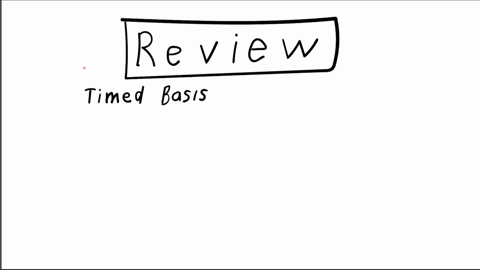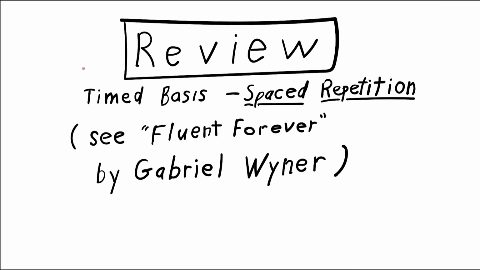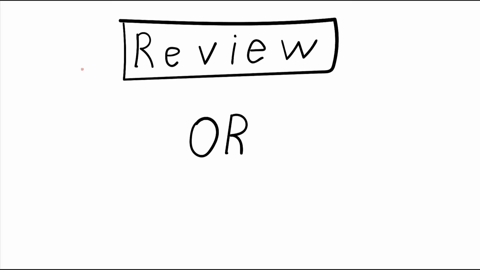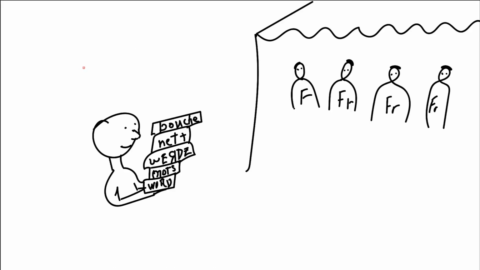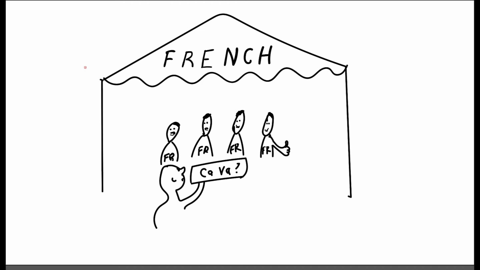Review of words can be done on a timed basis, such as spaced repetition. In addition, review can be done by changing the size of the review group. Take an average of 5 new words and imagine going into the tent where everyone speaks the same foreign language. Then imagine using the new word for something inside the tent, and they all understand you.